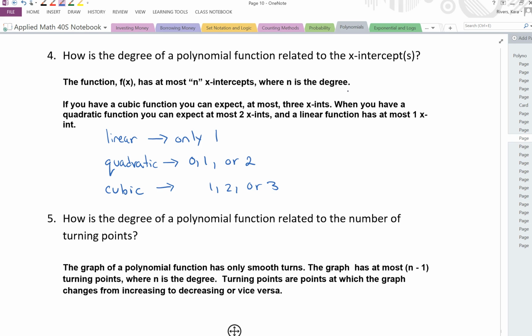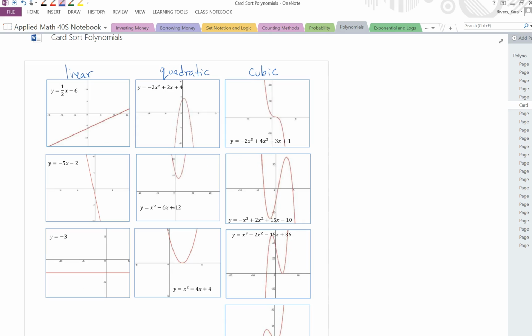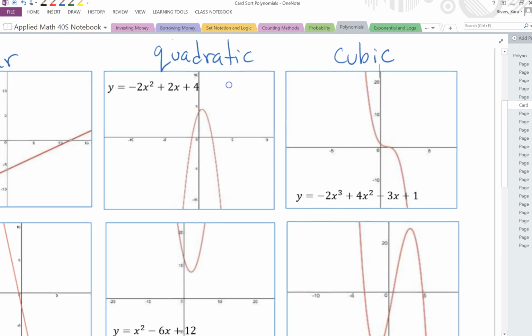How is the degree of a polynomial function related to the number of turning points? Well, remember, a turning point is when our graph goes from increasing to decreasing or decreasing to increasing. Let's go and have a look at that on our graph sheet. In general, linear functions have no turning points. Quadratic functions, you can see they have one turning point at that vertex where it goes, right? If you look at this one, it's going from increasing, going up, and then it turns around and comes back down.